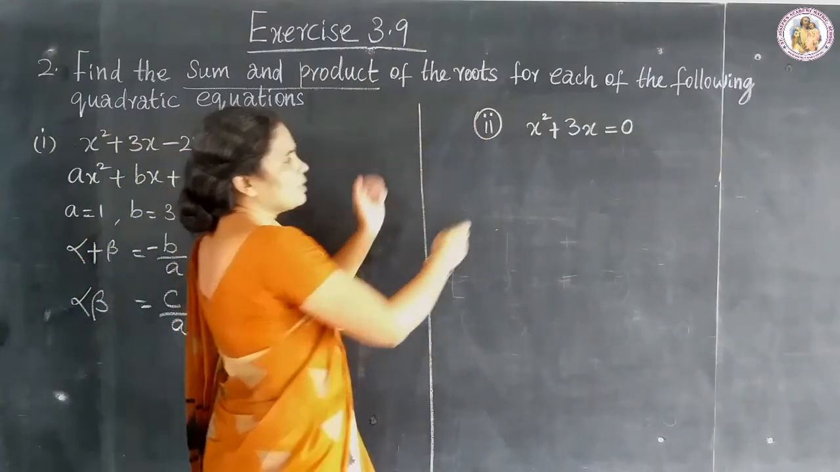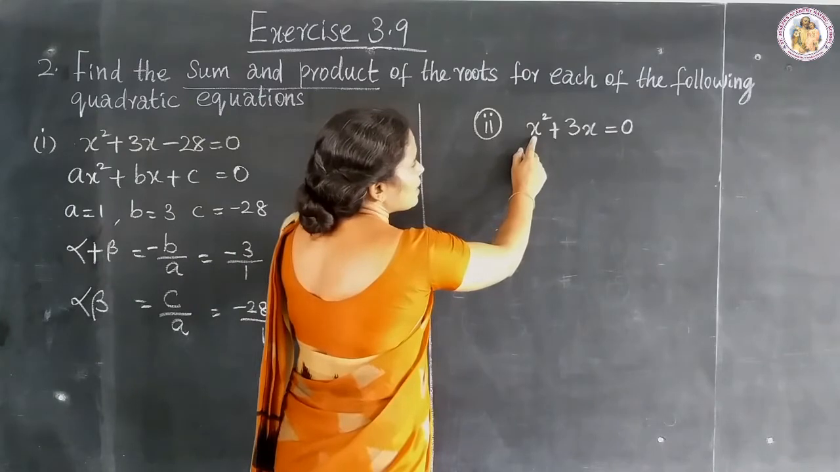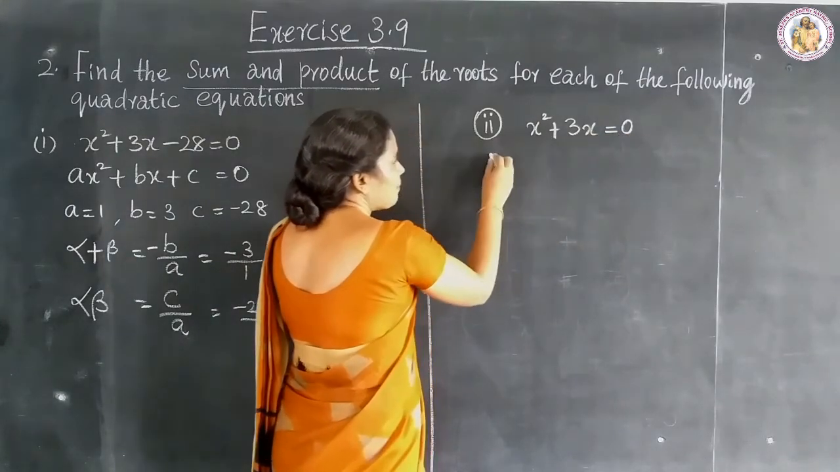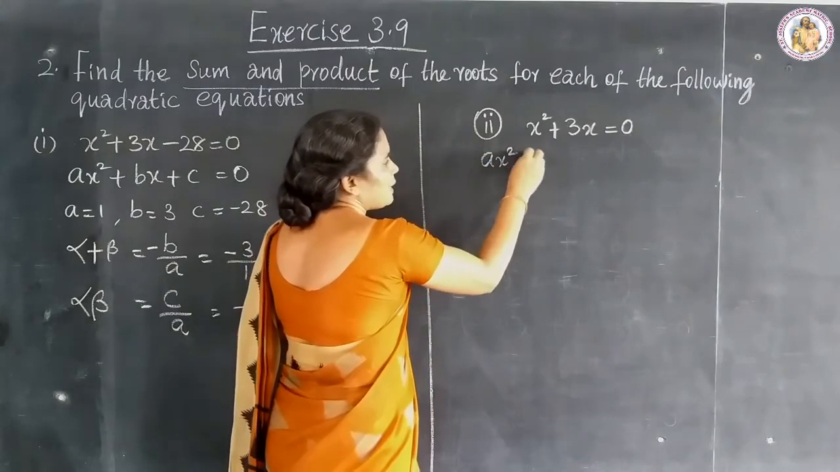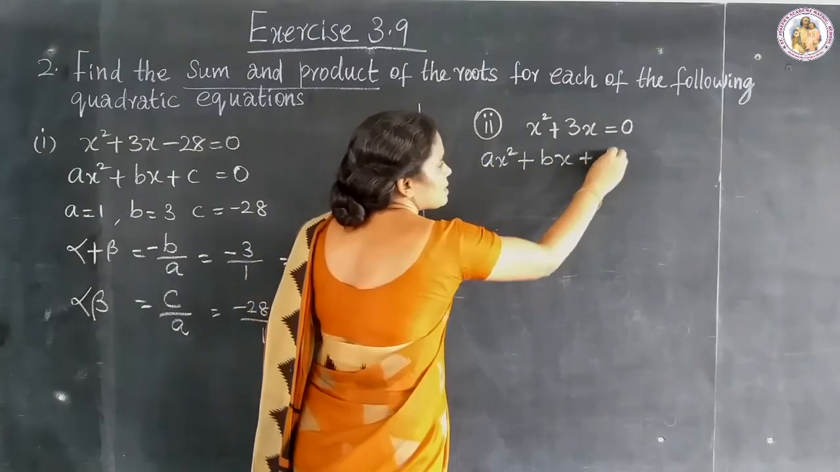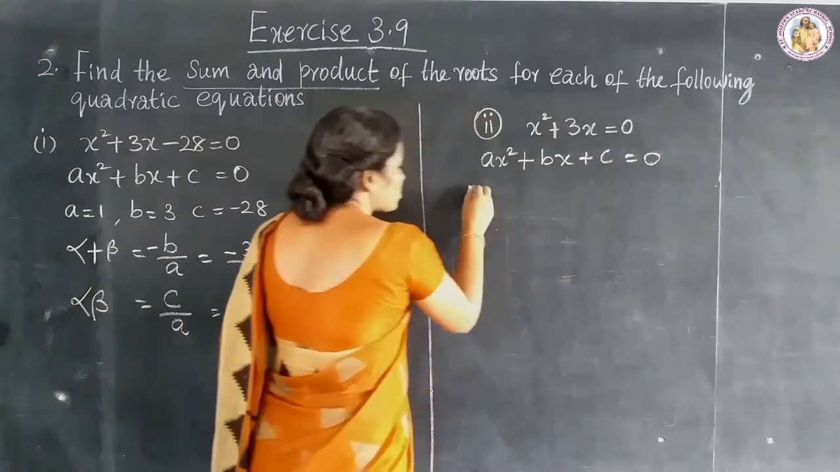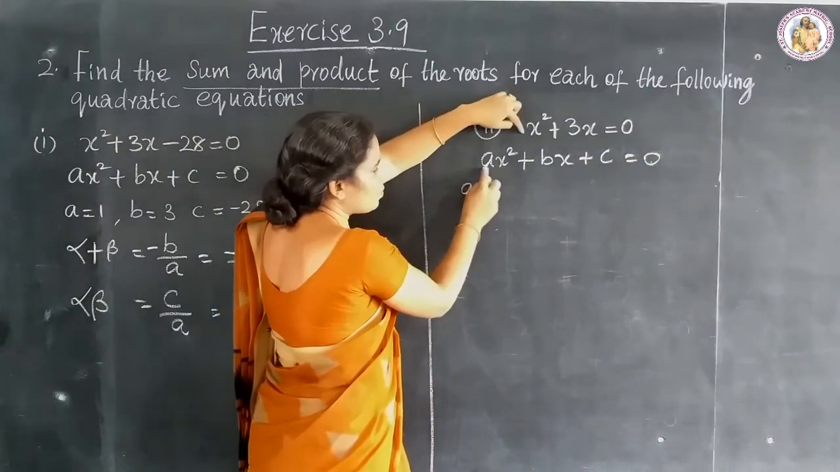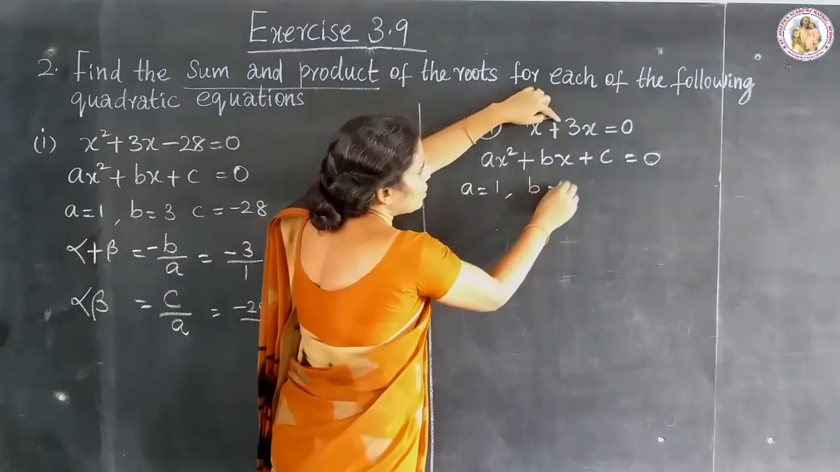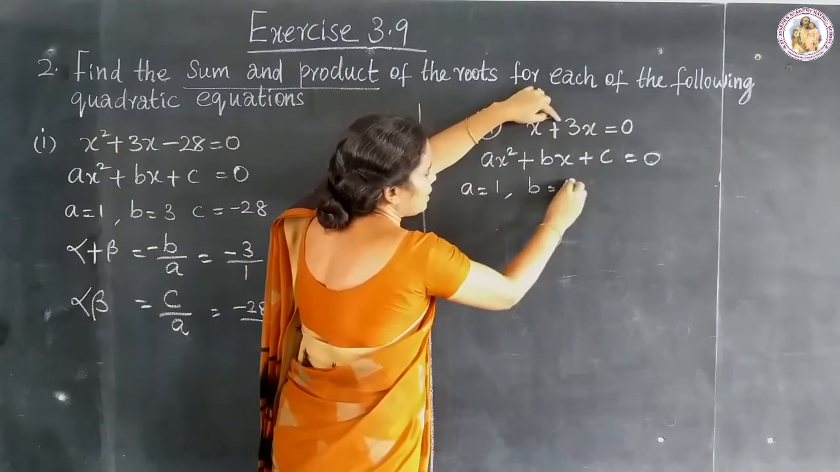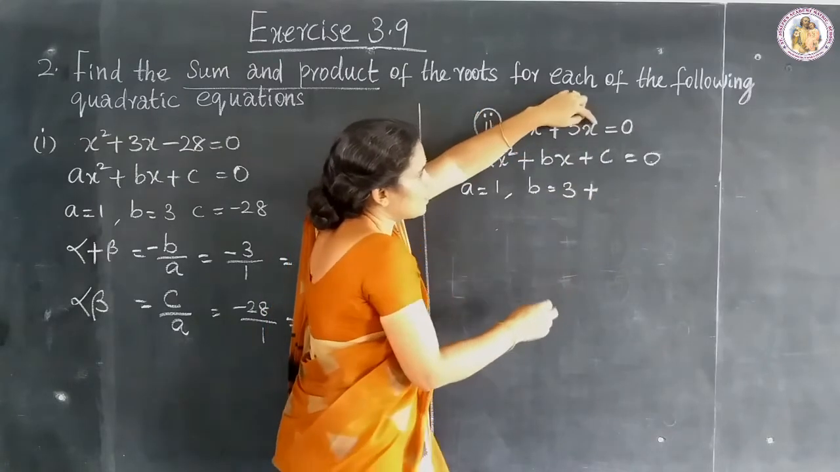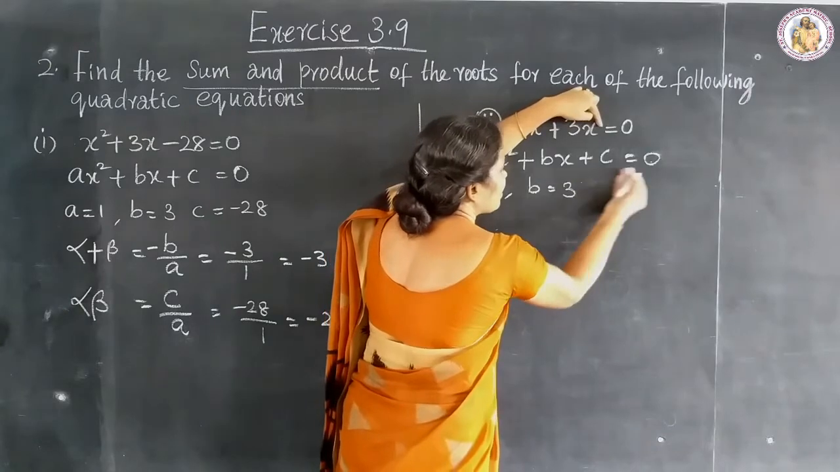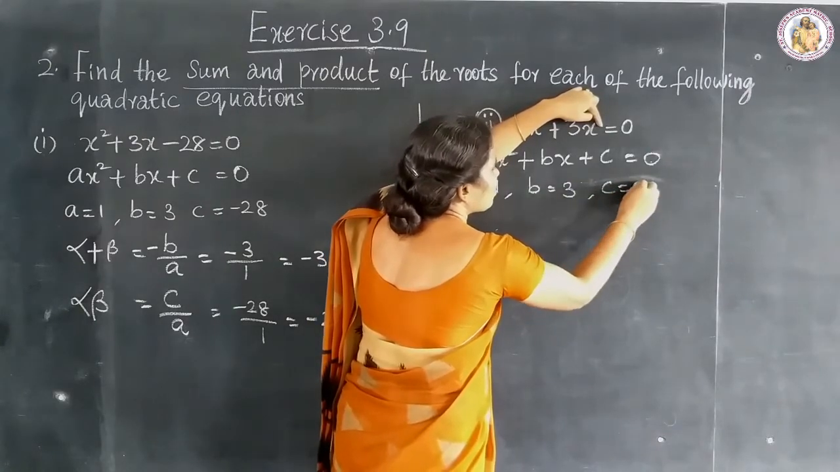Next question. The quadratic equation is x square plus 3x is equal to 0. So compare with ax square plus bx plus c is equal to 0. So a is the coefficient of x square, which is 1, and b is the coefficient of x, which is 3. And here we don't have a constant term, so write c is equal to 0.